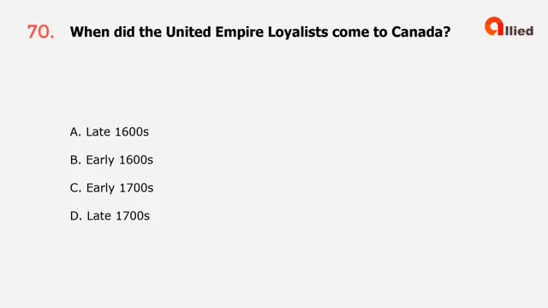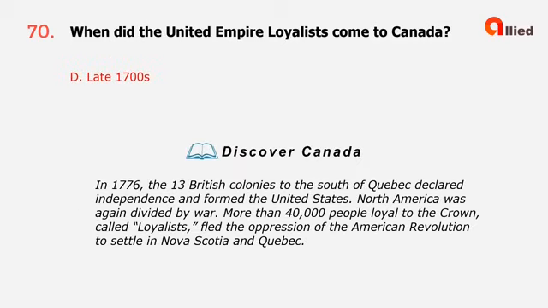Question 70. When did the United Empire Loyalists come to Canada? A. Late 1600s. B. Early 1600s. C. Early 1700s. D. Late 1700s. The answer is D. Late 1700s.